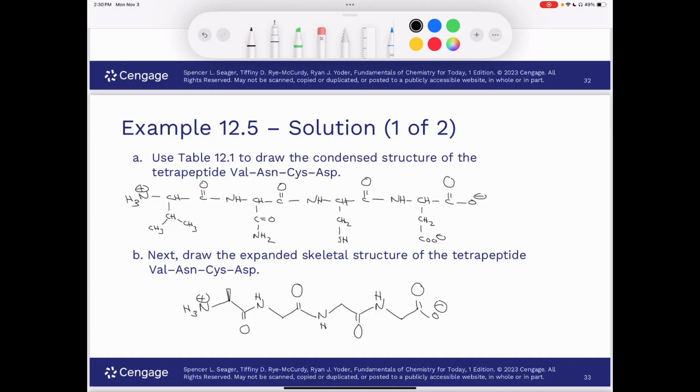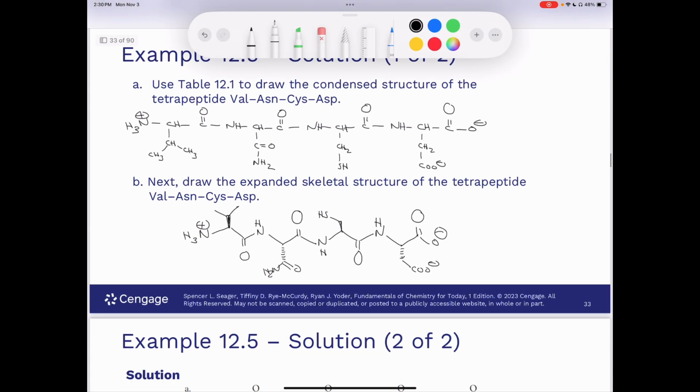And so, like I said, any R group that's pointing up is going to be on a wedge. So we'll put our isopropyl group like this. Any R group that's going down is going to be on a dash. So we'll put our asparagine here. Then we got our cysteine. So CH2, oops, can make that prettier, SH. And then our aspartic acid, so CH2, COO minus. So there we have it.